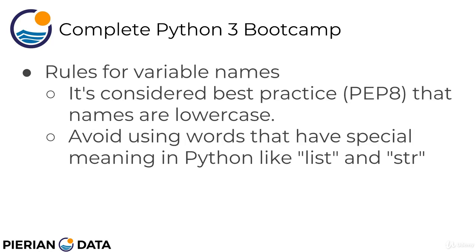A few more rules about variable names. It's generally considered best practice, according to PEP 8, that names are lowercase. Now, there are situations when you become a more advanced programmer where you're going to want to have global variable names in all caps that are used throughout your code. But right now, in general, we'll want to keep all our names lowercase. And we'll also want to avoid words that have a special meaning in Python. And these are built-in keywords like list or str for string. You may be wondering, well, how the heck am I supposed to know what are the special built-in keywords? Luckily, any development environment that's designed to work with Python will have syntax highlighting that will alert you that you're using a built-in keyword by highlighting it a different color. And we'll see an example of that in just a little bit.